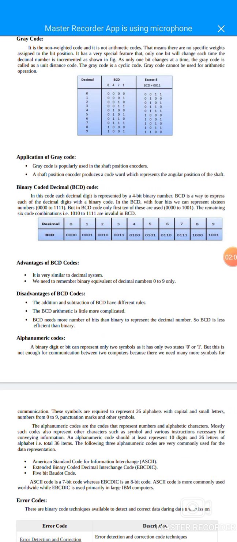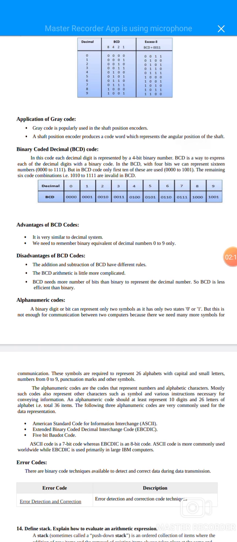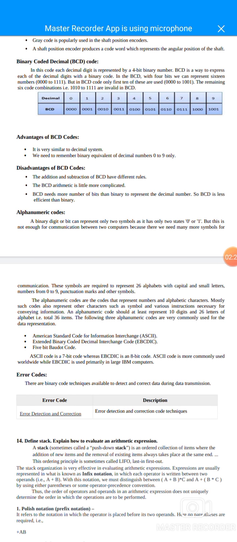Alphanumeric codes. A binary digit or bit can represent only two symbols as it has only two states, zero and one, but this is not enough for communication between two computers because there we need many more symbols. These symbols are required to represent 26 alphabets with capital and small letters, numbers from 0 to 9, punctuation marks and other symbols. The alphanumeric codes are the codes that represent numbers and alphabetic characters. Mostly such codes also represent other characters such as symbols and various instructions necessary for conveying information.